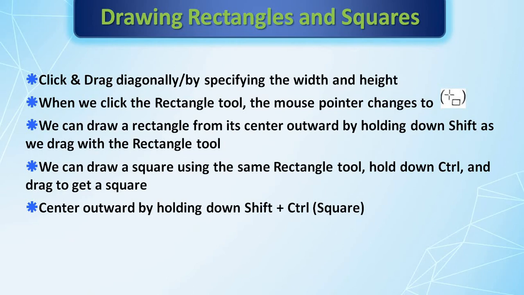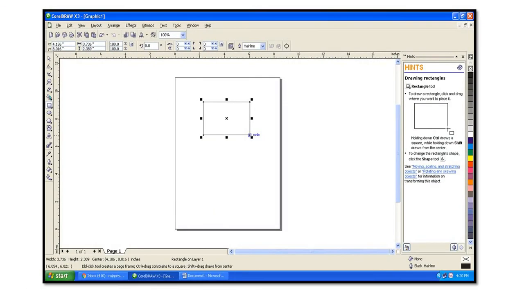But in that case, we have to press the control key on the keyboard and drag the rectangle tool to get a square. We may also draw the square from its center by holding the shift and control keys on the keyboard and dragging the rectangle tool. So this is a sample.